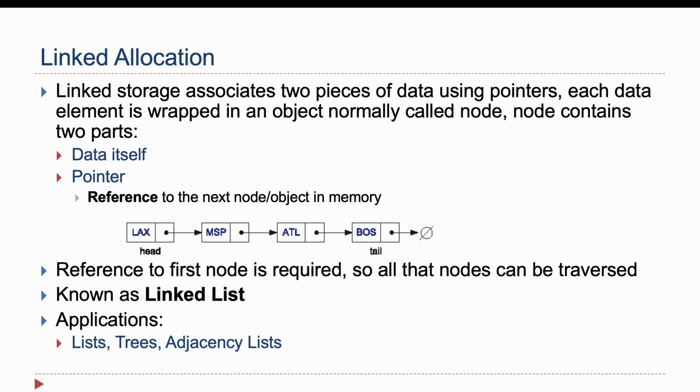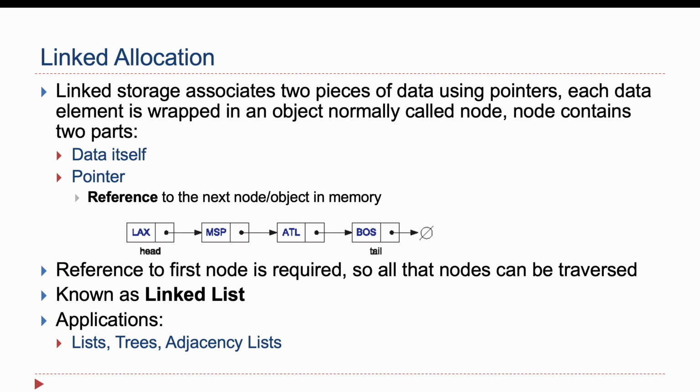Hello everyone, in this video we will be discussing linked allocation, which is one of the ways data can be stored in memory in data structures. Unlike contiguous allocation, where a single block of memory is used, linked allocation involves linking multiple blocks of memory together using pointers. Linked storage is a method of data storage that associates two pieces of data using pointers.